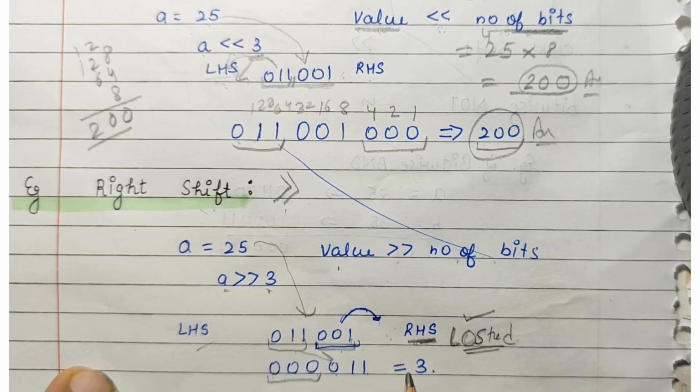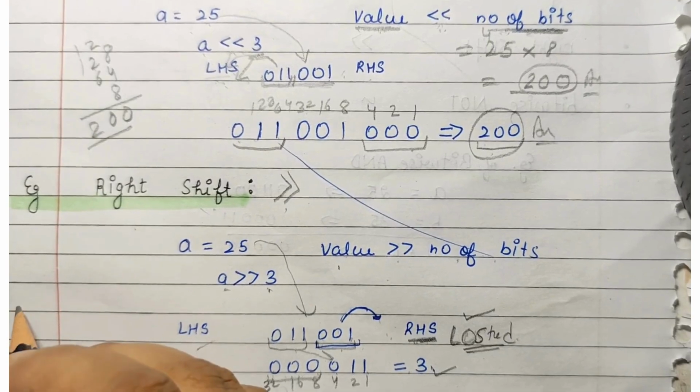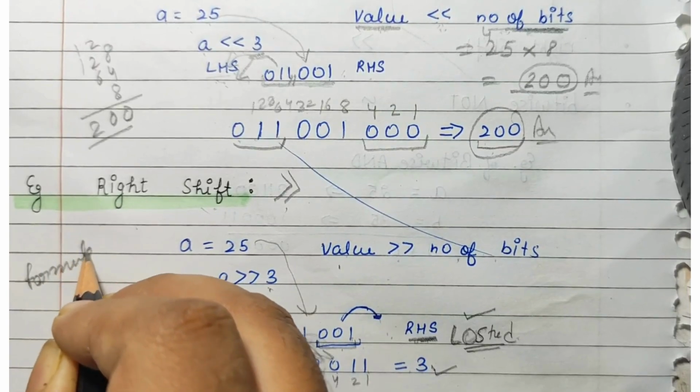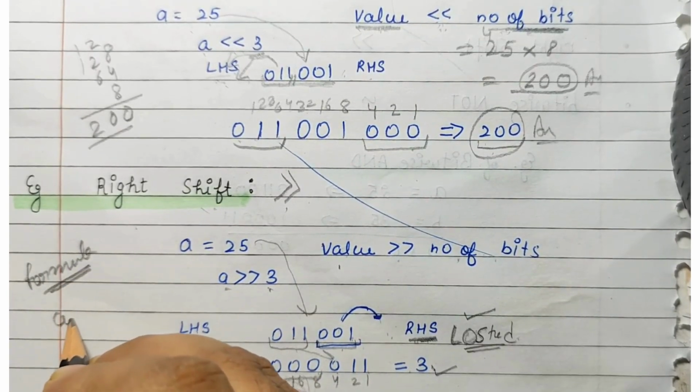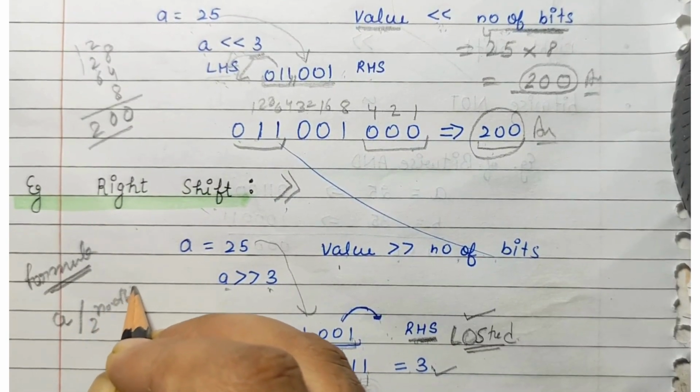If you convert into decimal representation, the output is 3, because 1, 2, 4, 8, 16, 32, so the output is 3. Or if you want to check by formula, what is the formula? The formula is A divided by 2 raised to power number of bits.